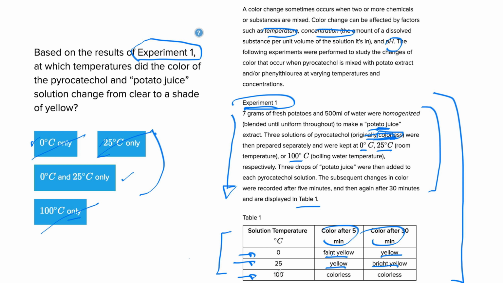At 100, we go from originally colorless, to colorless, and then after 30 minutes, colorless again. So that allows us to just not pay attention to that last bit there. And that makes answer choice C the correct answer.